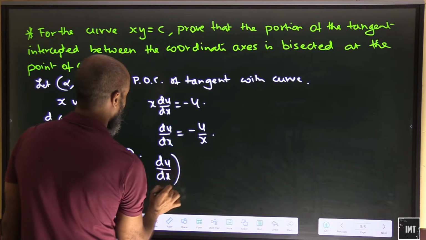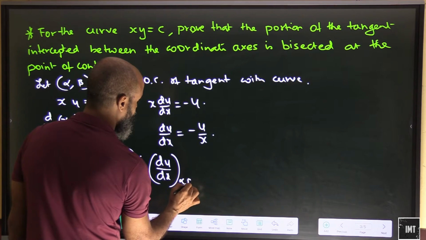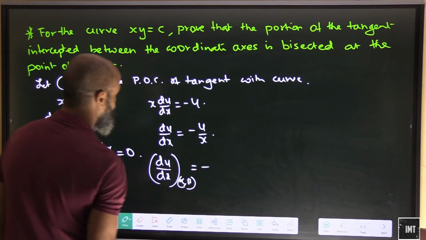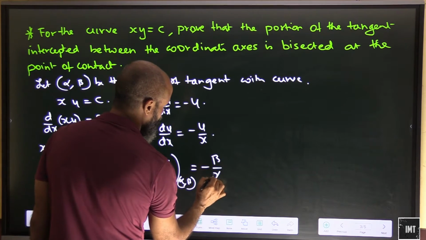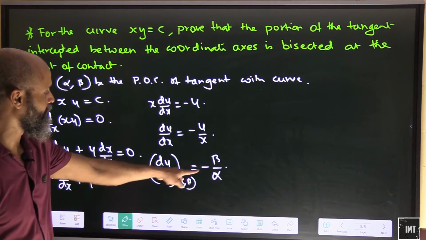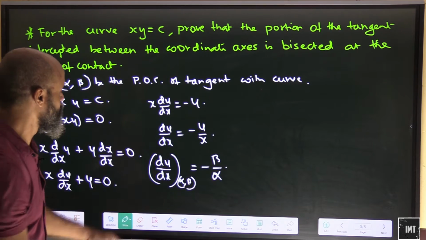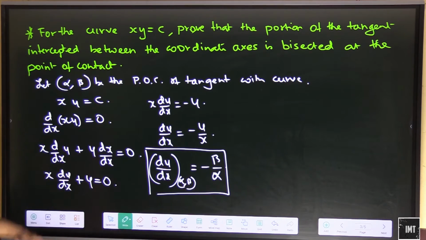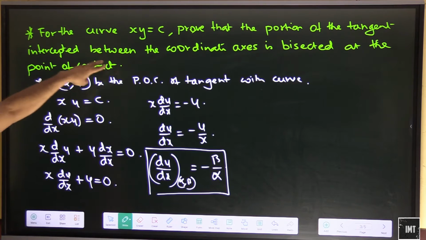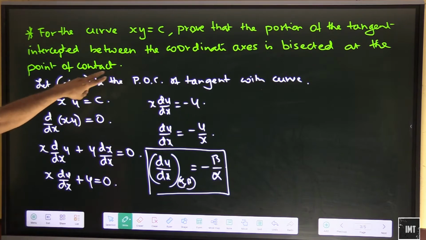So dy by dx at the point alpha beta will be equal to minus beta by alpha. So this is basically what? The slope of the tangent. Okay, prove that the portion of the tangent intercepted between the axes is bisected at the point of contact.